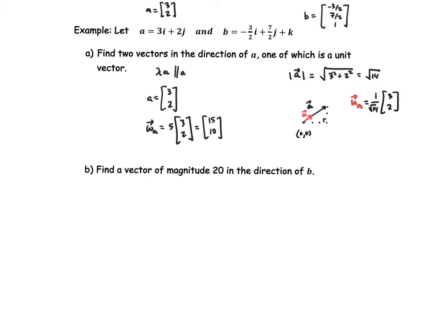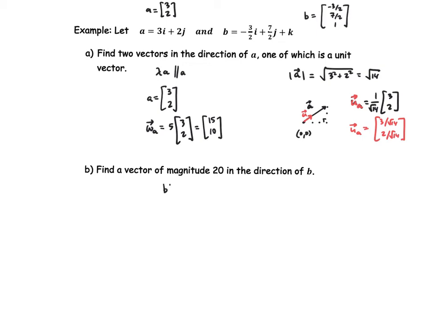U sub A is a unit vector in the direction of A. Now that can also be written in this form, not necessary, but it could be written as 3 over root 14, 2 over root 14. That would be a unit vector in the direction of A. Part B says find a vector of magnitude 20 in the direction of B. Magnitude 20 in the direction of B.